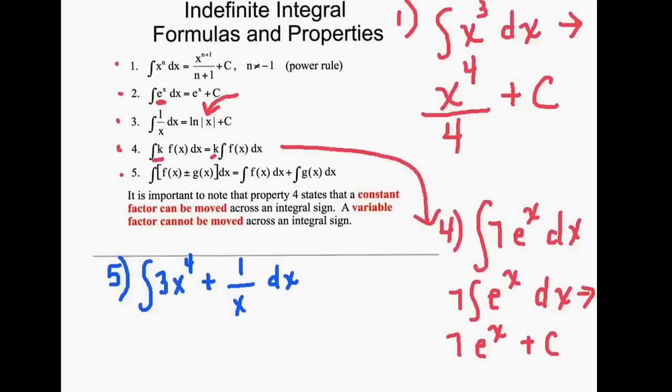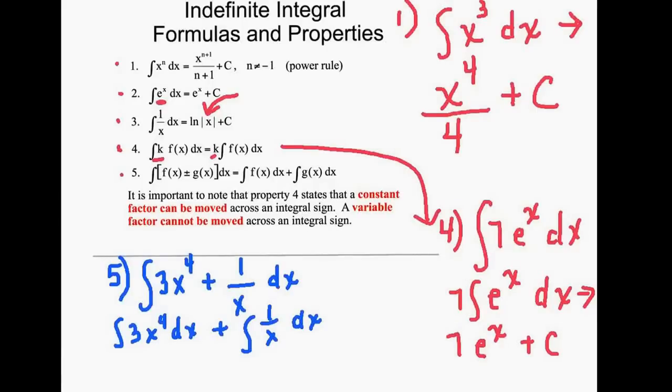Basically what that means is I have the integral of 3x to the 4th dx plus the integral of 1 over x dx. And using that idea number 5, I've just broken it apart into two simple statements, and I can easily take the antiderivative of each. As far as the plus c goes, I don't have to worry about adding my plus c until the end.